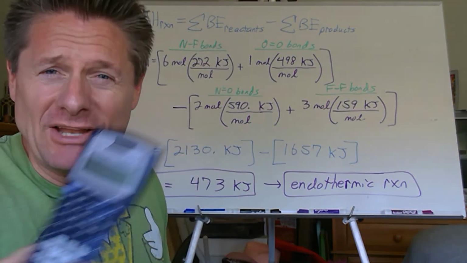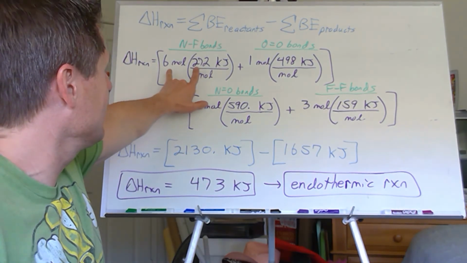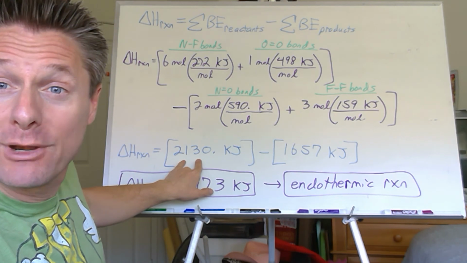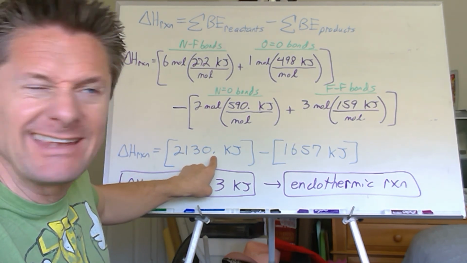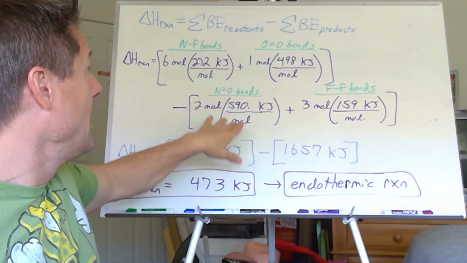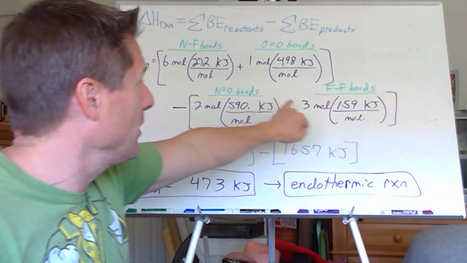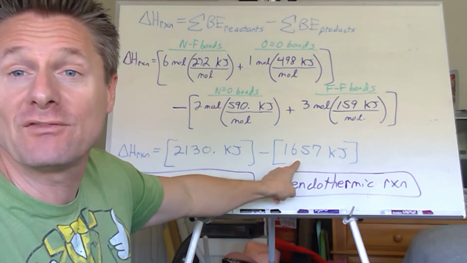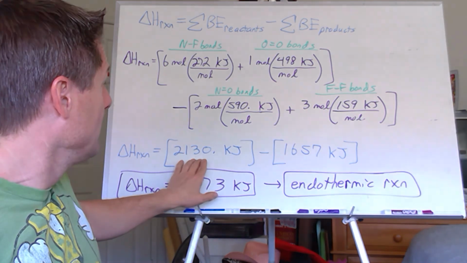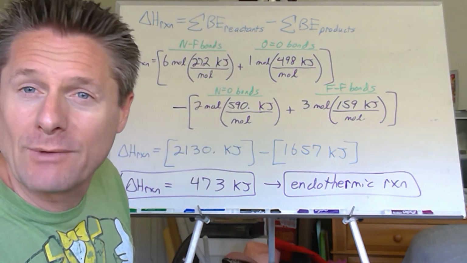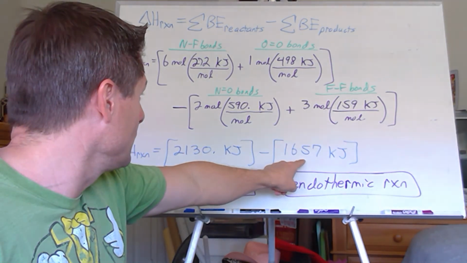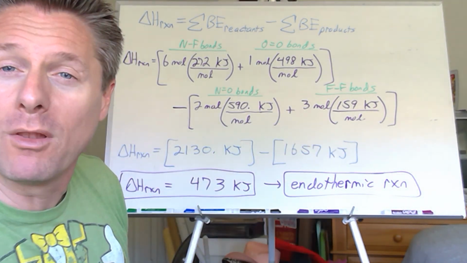Assuming I hit the buttons on my trusty dusty calculator correctly, I did 6 times 272 plus 498. I got 2,130 kilojoules, good to the ones place, so I put that naked decimal there, although sig figs aren't a huge issue here since they're approximations anyway. I took 2 times 590 plus 3 times 159 and got 1,657. So it takes 2,130 kilojoules to break all of those reactant bonds, and it releases 1,657 kilojoules when you form all of the product bonds.